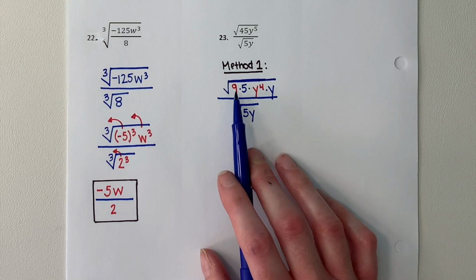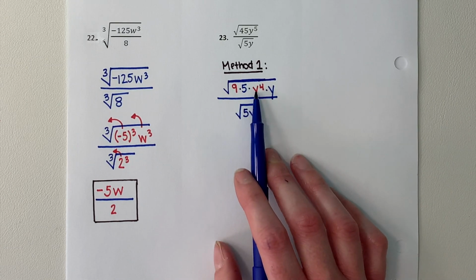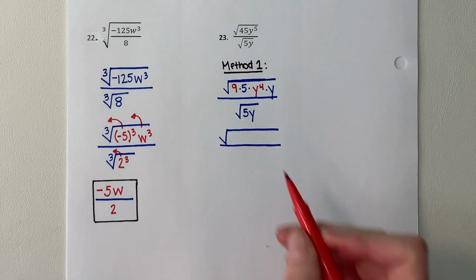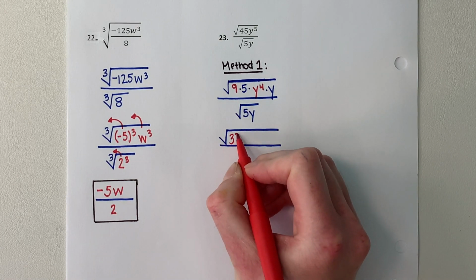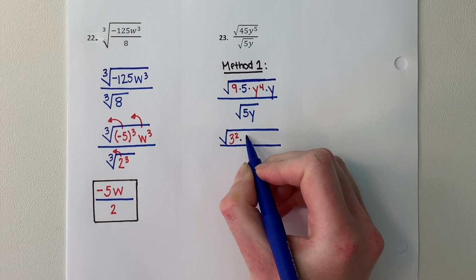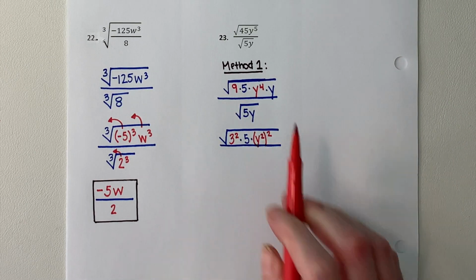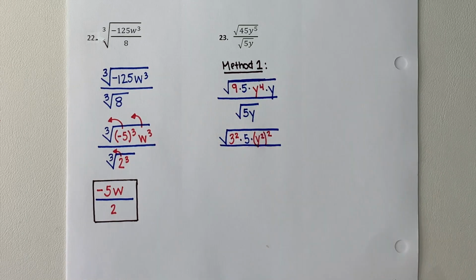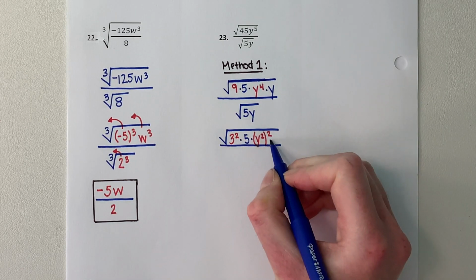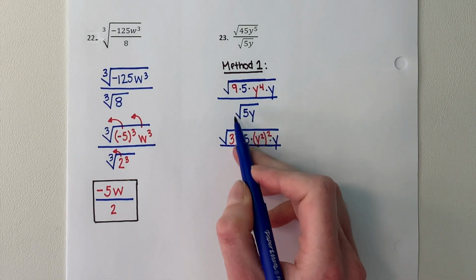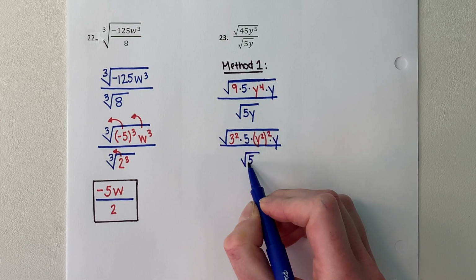Next, anything in red, anything that's a perfect square here, we need to write it as some quantity squared. We can rewrite 9 as 3 squared. 5 was just a leftover, so we'll bring that down. And let's see, y squared will give us y to the fourth, since 2 times 2 gives us 4. And y was just a leftover, so we'll bring that down. And then we said the denominator cannot be simplified any further.